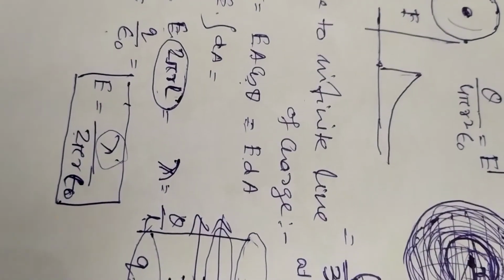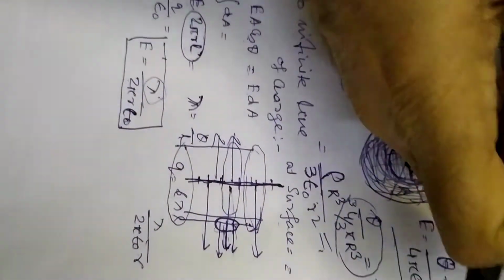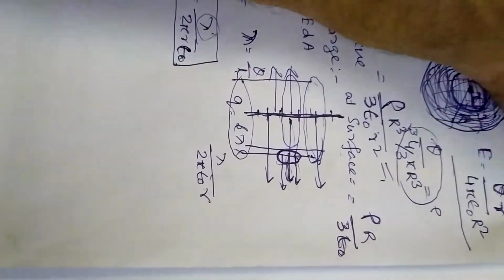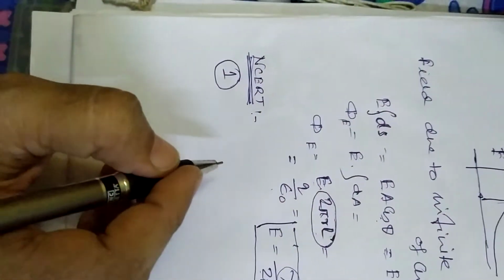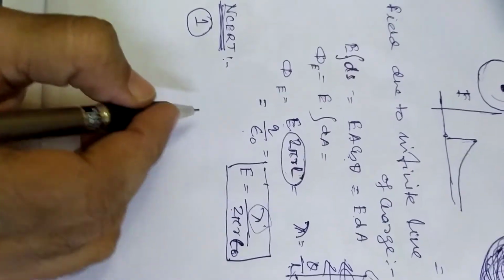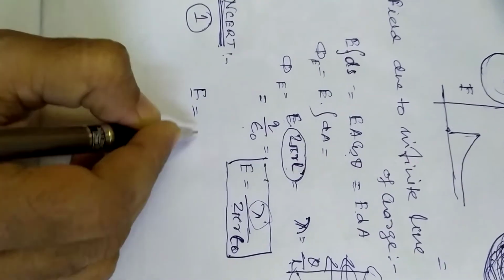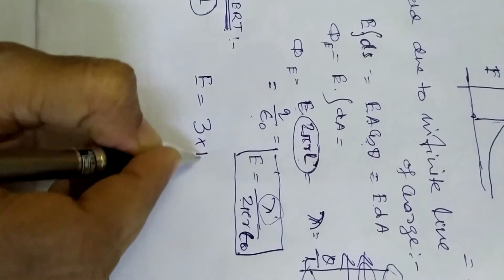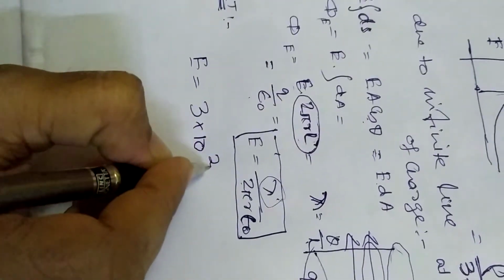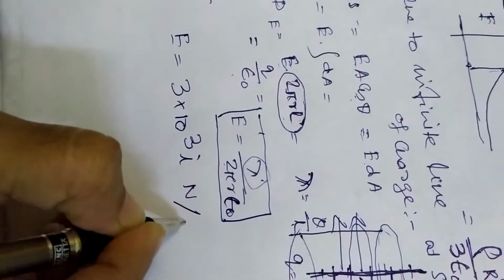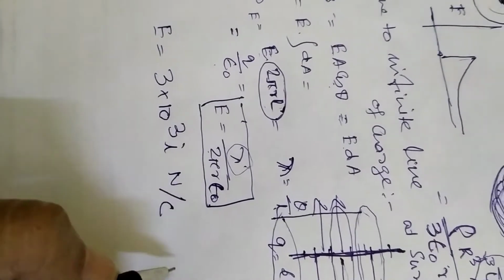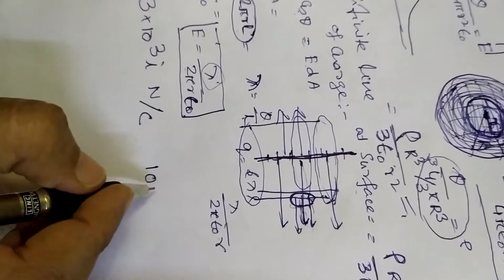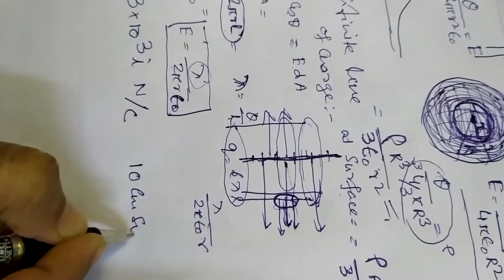Now let us do some numericals out of this. If you go through these formulas, you can do the numericals. So the first numerical in NCERT we will be doing like this. I am reading the things and you can get it from the NCERT book. It is given that the electric field E is equal to 3 into 10 to the power 3 into i Newton per Coulomb. What is the flux through the square area of 10 centimeter sides? This is the 10 centimeter side.